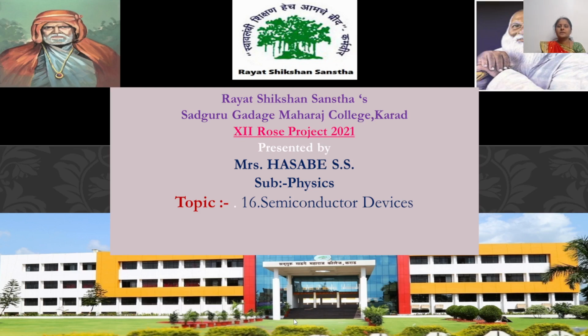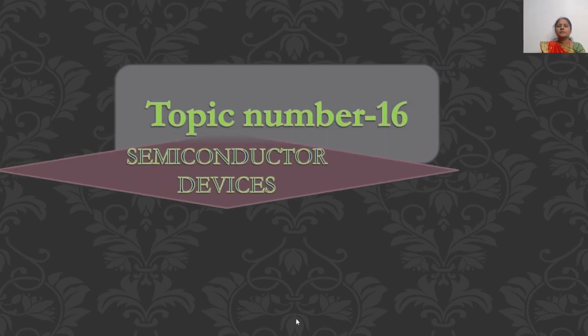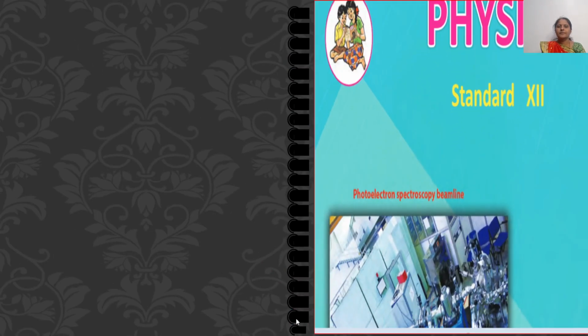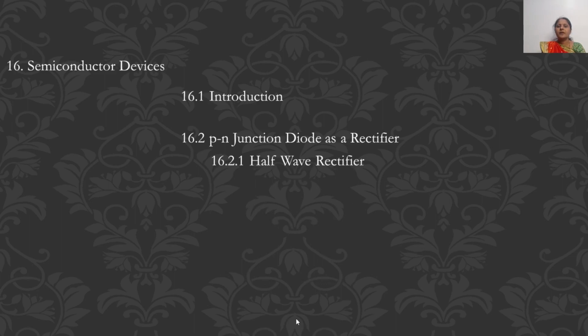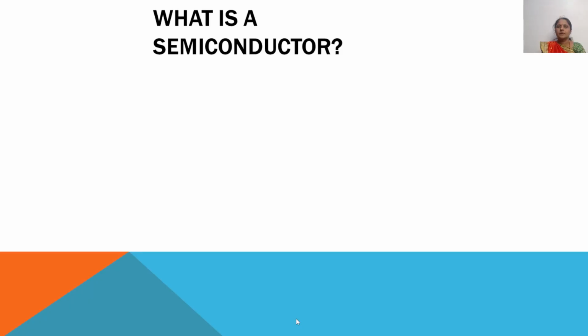Myself, Hasbe SS, my subject physics, topic number 16, topic name semiconductor devices. In this topic, we discuss the introduction of the semiconductor device and the PN junction diode as a rectifier. The PN junction diode as a rectifier is given in sub-points: number 1, half wave rectifier; number 2, full wave rectifier; number 3, ripple factor; and number 4, filter circuit.